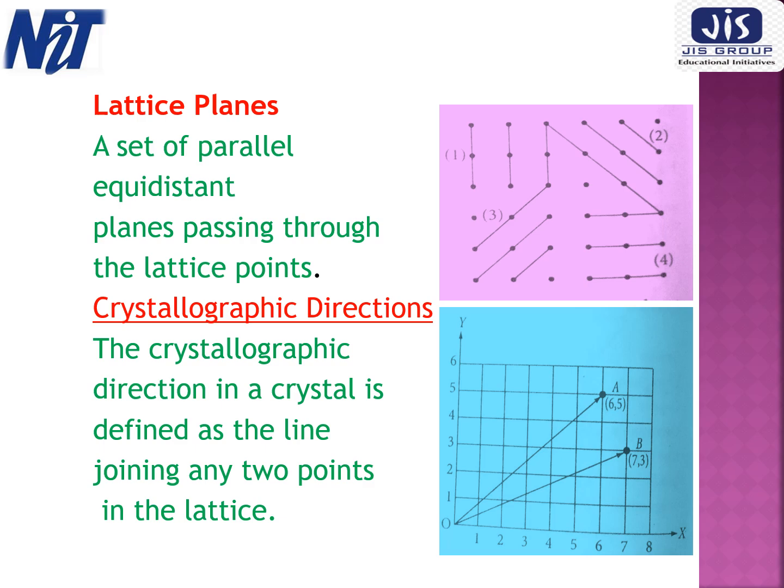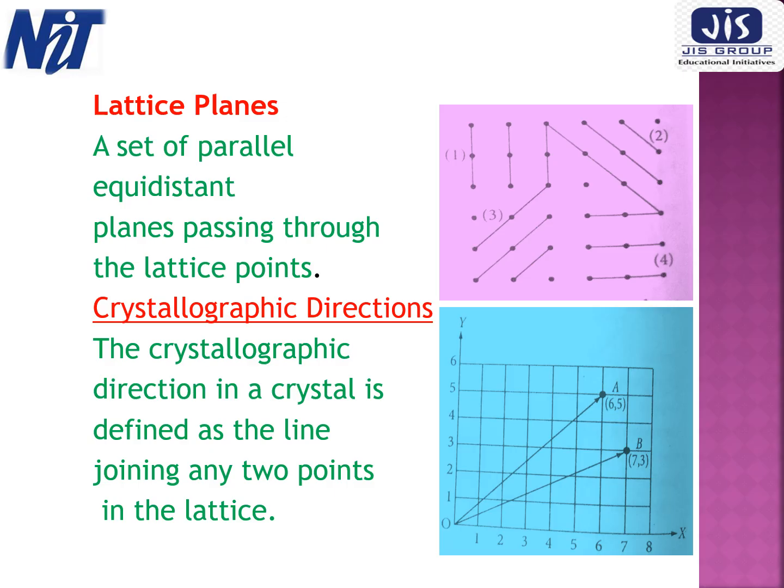Now, as given in the video, the crystallographic direction in a crystal is defined as the line joining any 2 points in the lattice. In 2 dimensions, the crystallographic direction is expressed as a line passing through a point A (x, y) as shown in the diagram, and any other lattice point taken as the origin O. Actually, origin is O (0, 0). Now the coordinates x and y being whole numbers.